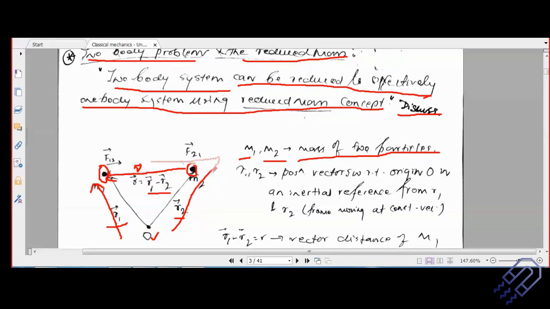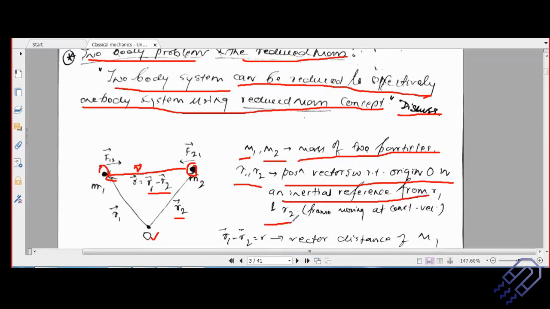Let's rub this off, it looks too confusing. So we have this, and this is important here. When we use this, we get this idea: r bar, r1 and r2 are nothing but the position vectors with respect to the origin, in an inertial frame of reference. You will come across these terms of inertial frame again and again.